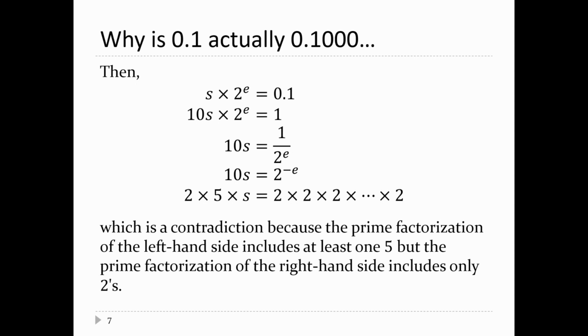If e is negative, then this is 2 times 2 times 2 times 2, absolute value of e times. And so what do you get? You get 2 times 5, which is 10, times s is equal to a bunch of 2's, which is impossible. The prime factorization of the left-hand side includes a 5, but the prime factorization of the right-hand side does not include a 5. And therefore, this must be impossible.